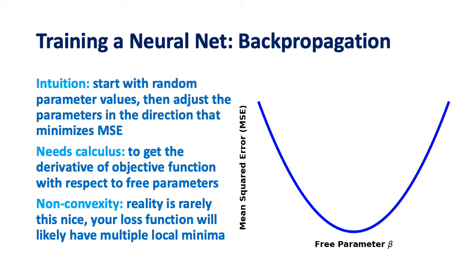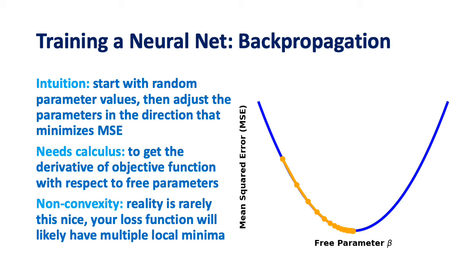Backpropagation starts at a random point, for example this one, and computes the gradient of the loss function with respect to the free parameters and takes a step in that direction. So you would take a step like this. And then you would repeat the procedure again until you converge onto a minimum point. And that minimum point is your best solution. That's the best value of beta.